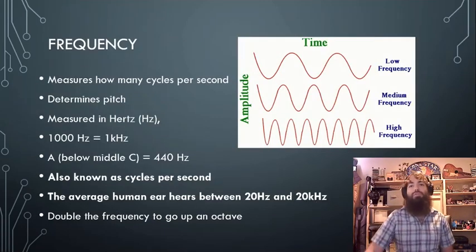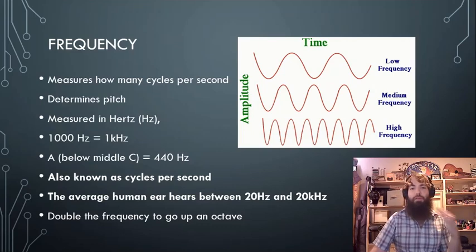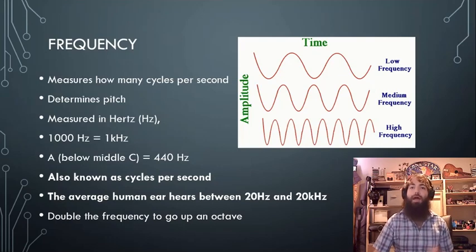Cool, so that's amplitude. Let's go over frequency now. Frequency is the measure of how many cycles per second. That's how many times we get that compression and rarefaction state per second. We call it hertz, named after a gentleman who figured that out for us. It determines pitch. The higher the frequency, the higher the pitch. The lower the frequency, the lower the pitch.